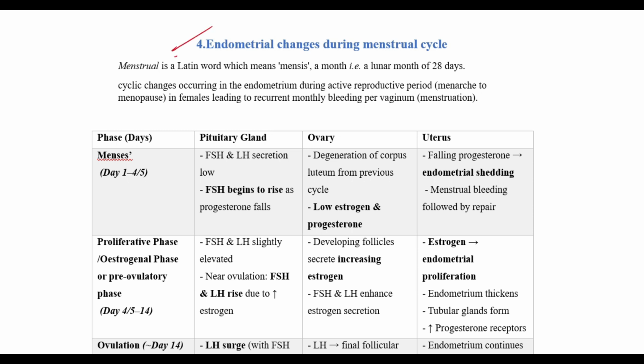Let's see the next 5 marker on endometrial changes during the menstrual cycle. This question was asked in the July 2015 paper. Menstrual comes from a Latin word which means mensis, a month. This is because the lunar month of 28 days. So we will see the definition.